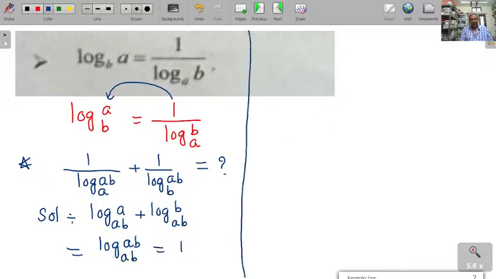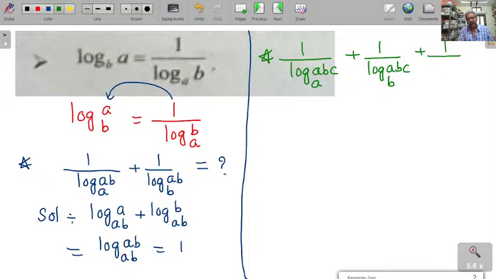So let me give one more question to you. You try this question. 1 upon log of abc to the base a plus 1 upon log abc to the base b plus 1 upon log abc to the base c. So what is your answer? You need to say your answers also. You need to interact with me. So what is your answer?